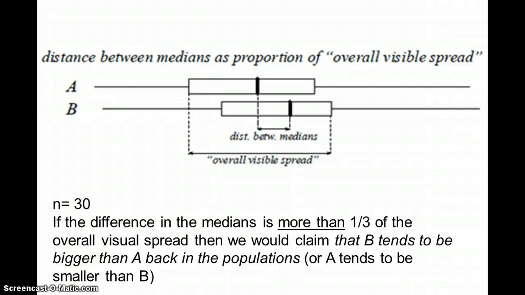Okay, read this sentence. If the difference in the medians is more than 1/3 of the overall visible spread, so 1/3 meaning this is less than 1/3, because it's a quarter, this one, it's too close to call. The one I'm looking at is too close to call because it fits in 4 times. It has to fit in, it's actually less than 3 but more than 1/3.